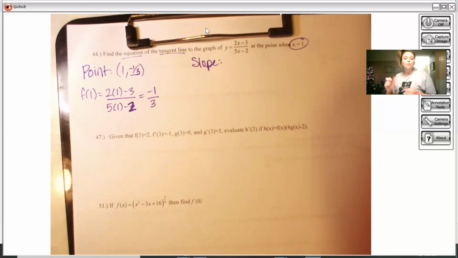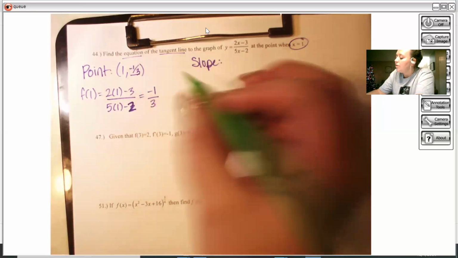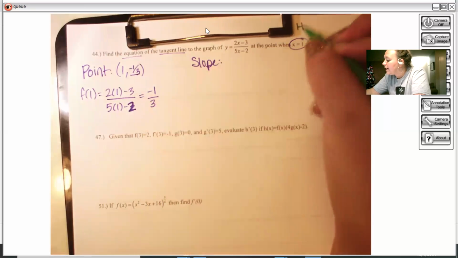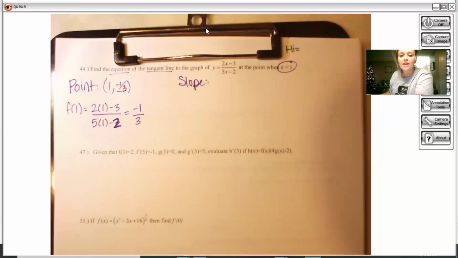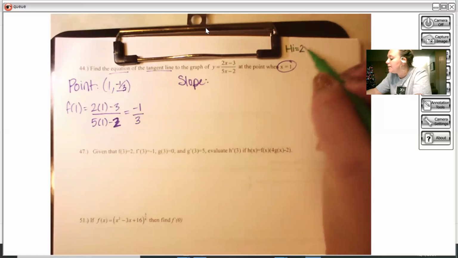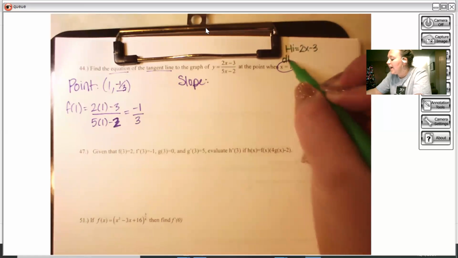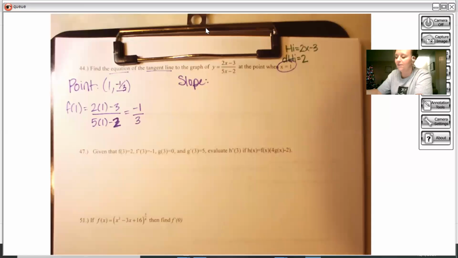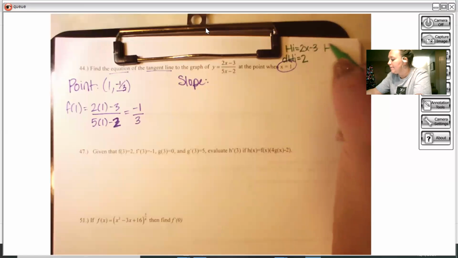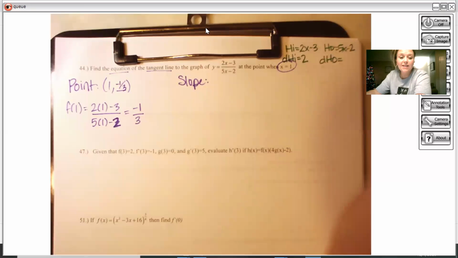Now I need my slope, which is going to require me to take a derivative. And remember, if you're taking the derivative of a fraction, you're going to need to do quotient rule. Okay? So my hi is going to be, I'm going to write it kind of like up here in the corner, 2x minus 3, which makes my d hi just a 2, because I'm just taking the derivative of that. Then the ho is going to be 5x minus 2, which means that d ho is just the derivative of that. 5x minus 2 derivative is just a 5.